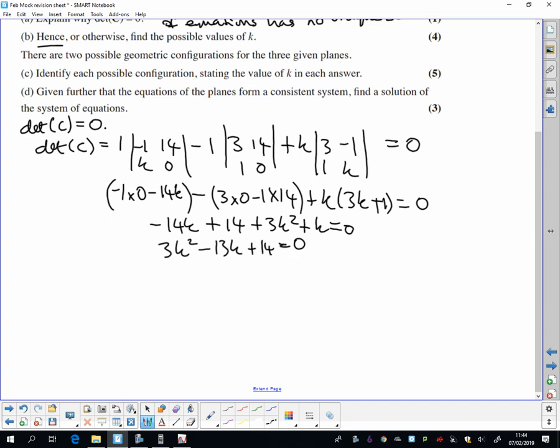Then we're going to simplify all that. Okay, and then you can just solve that quadratic equation. Okay, so we've got two possibilities. k could be 7 over 3 or k could be 2.